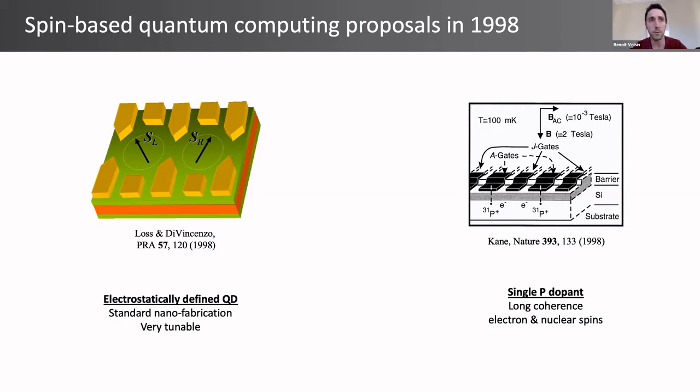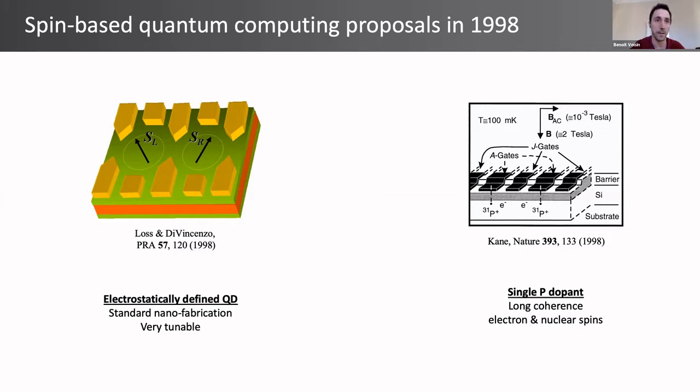The second proposal is very specific to silicon. It aims to use phosphorus dopants as the main player for quantum computation, and more particularly to encode the quantum information in the nuclear spin of those phosphorus atoms, and to mediate two-qubit interactions using the exchange between the electron spins around these phosphorus atoms.